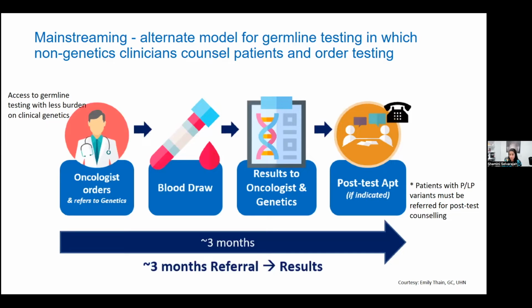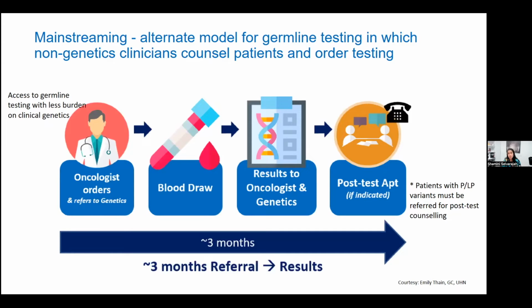And depending on what the results are, the patient might also have a post-test appointment to get counseling if certain alterations were identified. So the main thing to remember about the mainstreaming model is that when the test is ordered through a non-genetics clinic, when the results come back, it's important that the patient gets referred for genetic counseling if a pathogenic variant is identified.